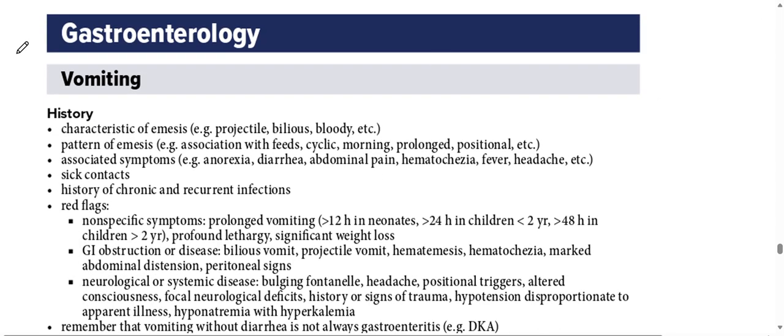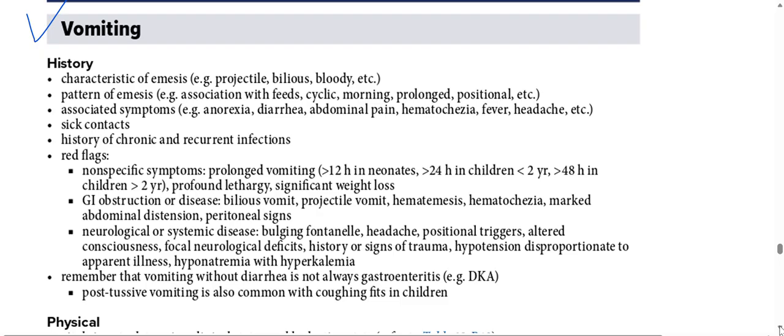Next topic that we need to cover in gastrointestinal, in the gastroenterology of pediatrics, is vomiting. Okay, we have to take a careful history. What is the type of vomiting? Is it projectile, bilious or bloody? Pattern and associations: is it cyclic, morning, prolonged, positional? And the associated symptoms: loss of appetite, diarrhea, abdominal pain, hematochezia. Other GI symptoms we need to ask as well. Then fever and headaches, etc. Sick contacts, history of chronic recurrent infections.